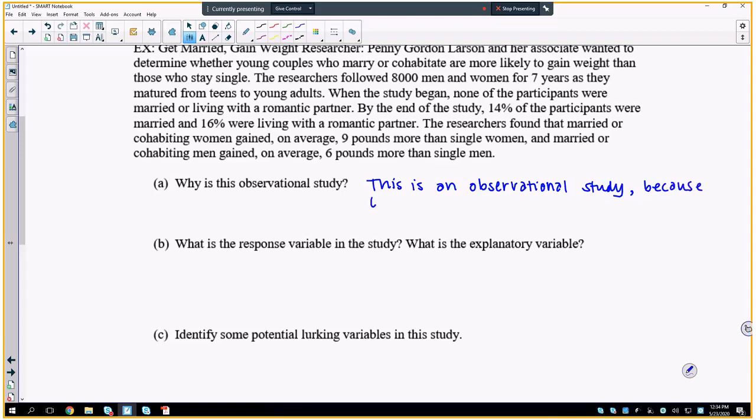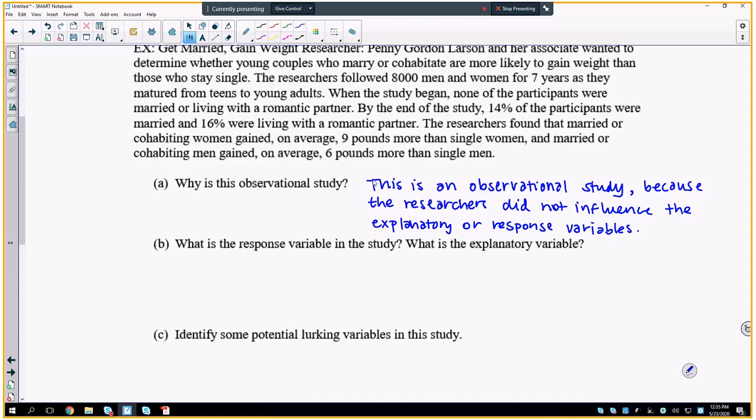So because the researchers did not influence the explanatory or response variables, they didn't ask people, hey, why don't you go get married now? Or why don't you stay single? They just let people do their thing. And they just watched what happened. They observed.